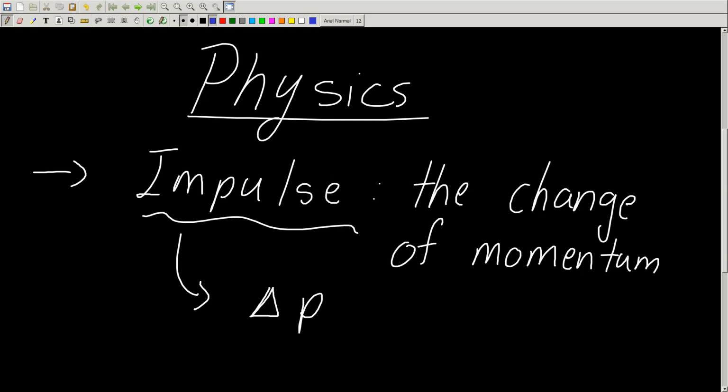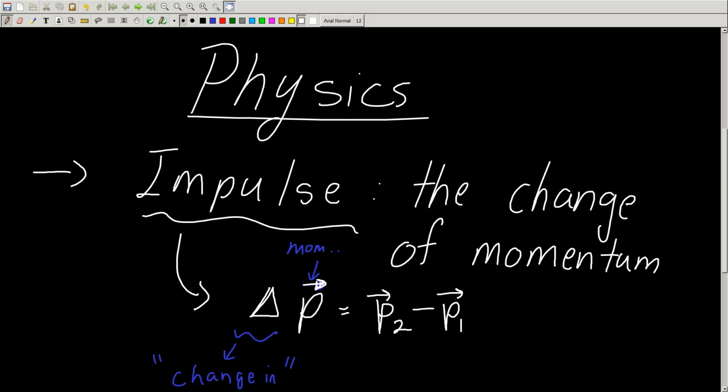So I better explain what these are. That triangle means change in. What that means is a difference of momentum. And then p, of course, is the momentum vector. So this is momentum. Now this is going to be equal to p2, the final momentum, minus the initial momentum.